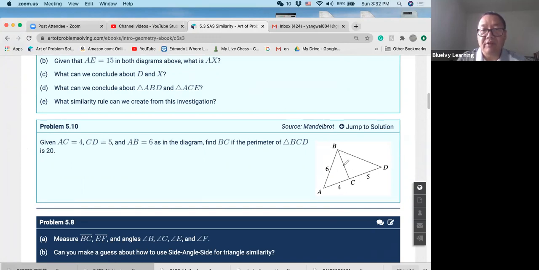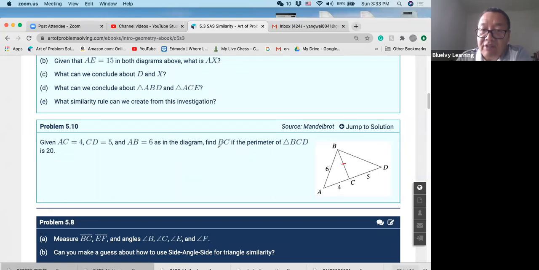Ask you to find how long this side BC is. Find BC if the perimeter of triangle BCD equals 20. Okay, so now see AC is 4, CD that's 5, and AB that's 6.